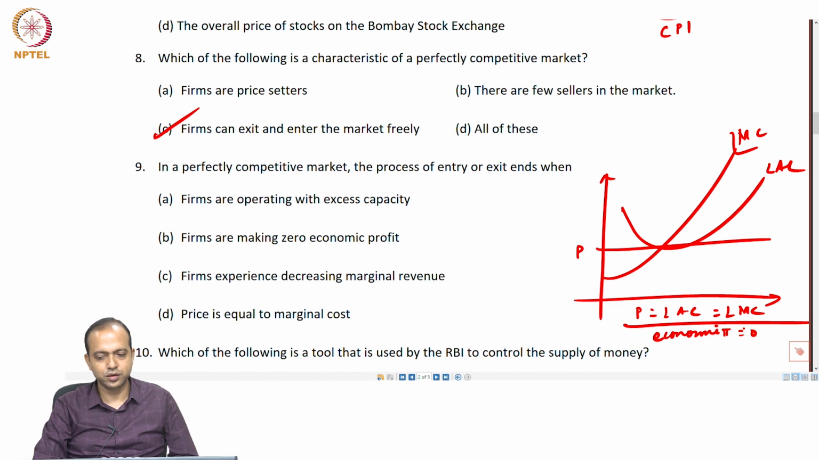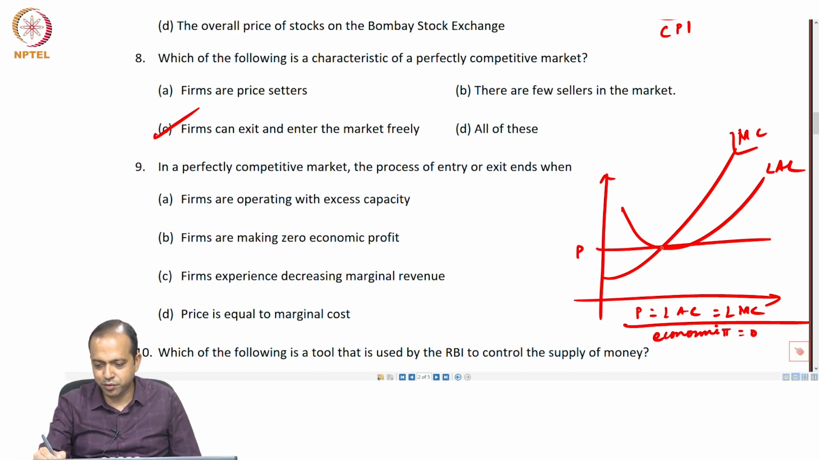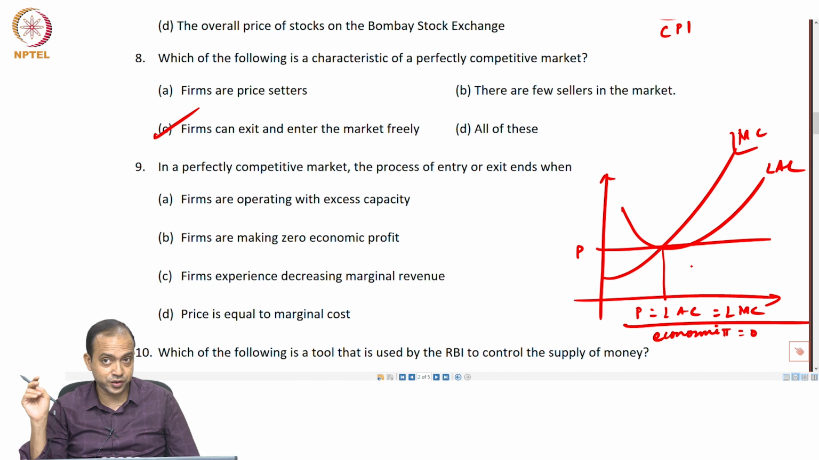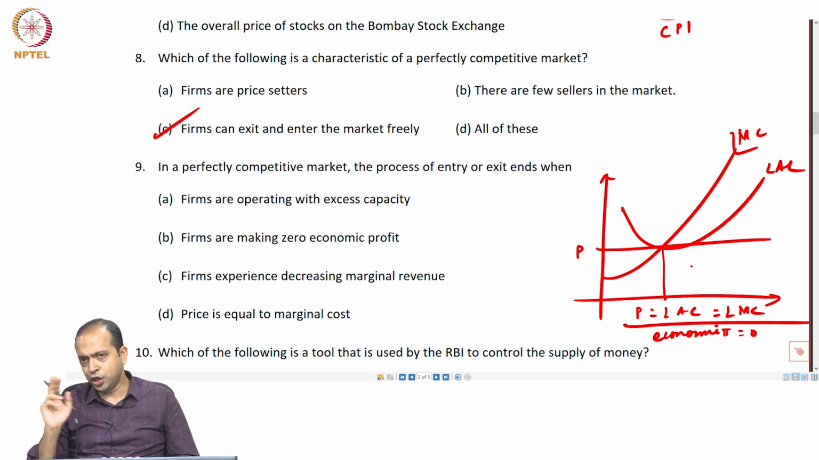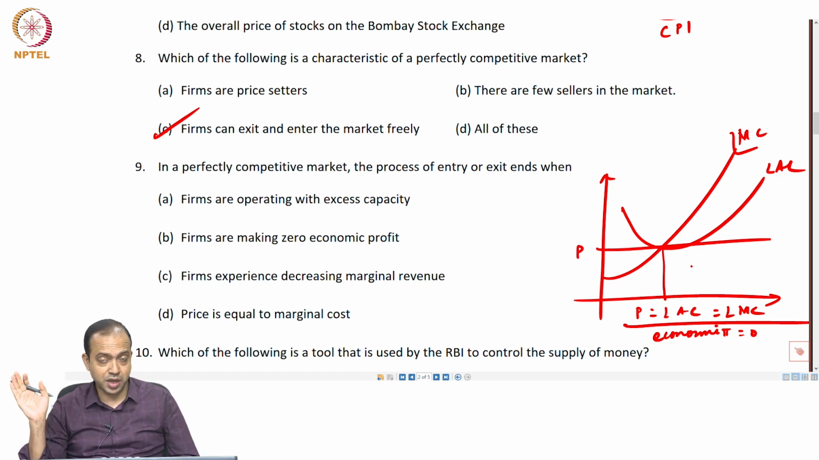That is the condition. So, this equilibrium condition, when P equals LAC equals LMC, means economic profit is 0, but accounting profit is still positive, that you have to keep in mind. That is why we said that in the long run equilibrium of a competitive market, economic profit is 0, but accounting profit could still be positive, and therefore, there would be firms in the long run as well.